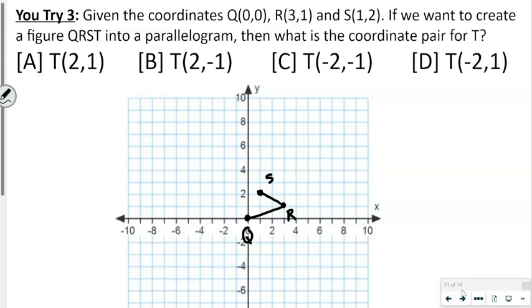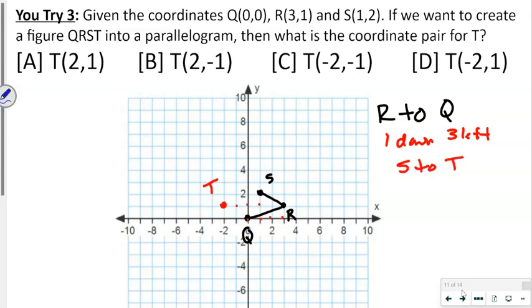So if you go from R to Q, what did you do? Went 1 down, 1, 2, 3 left. So right, 1 down, 3 left. So from S to where we think T is, we're going to go 1 down, 1, 2, 3 left. This is where I think T is, right? So again, we're looking from S to T, same move, okay?